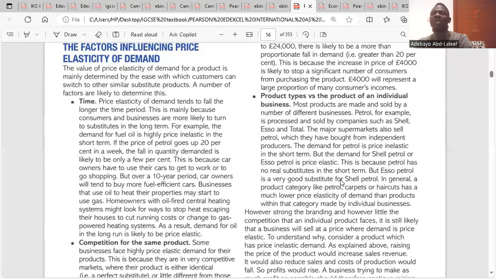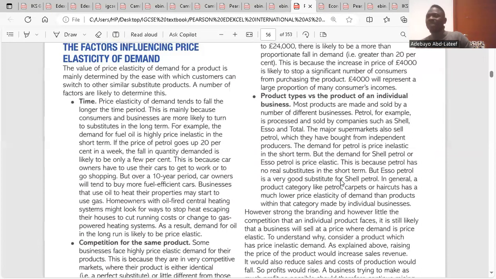When we talk about price elasticity of demand, one of the things that determine if the PED is elastic or inelastic is the availability of substitute goods. So how soon are we going to be able to get a substitute? How much more time do we have to wait to get a substitute for that product will determine if the PED is elastic or inelastic. Do you get the point here?